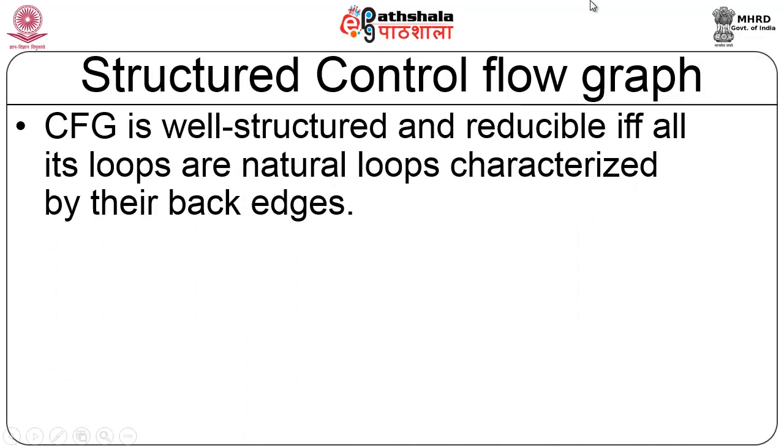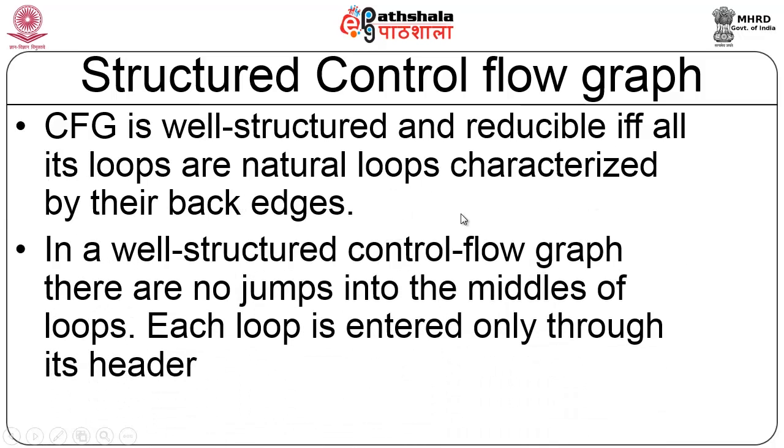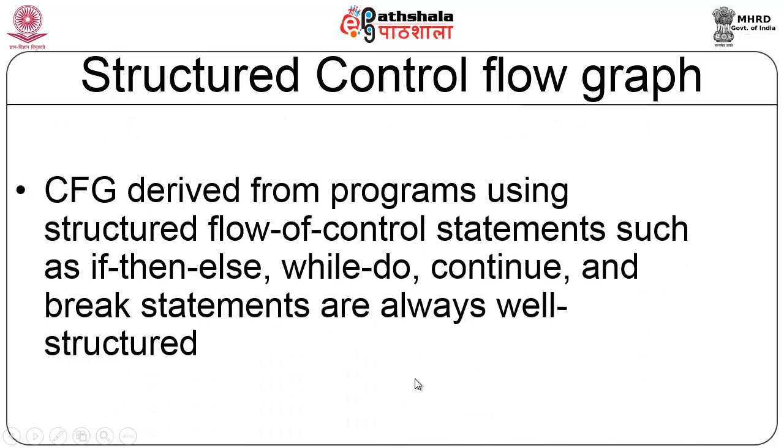A CFG is well structured and reducible if and only if all its loops are natural loops characterized by their back edges. This is the characteristic. In a well structured control flow graph, there are no jumps into the middle of a loop. Each loop is entered only through its header. So you don't have an arbitrary jump, is what we are trying to look at here.